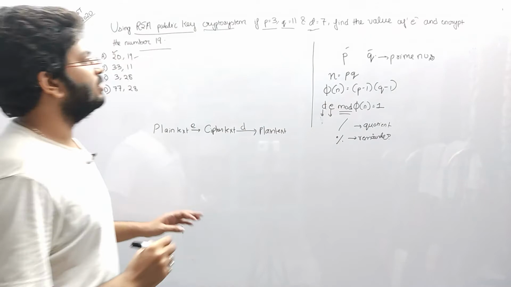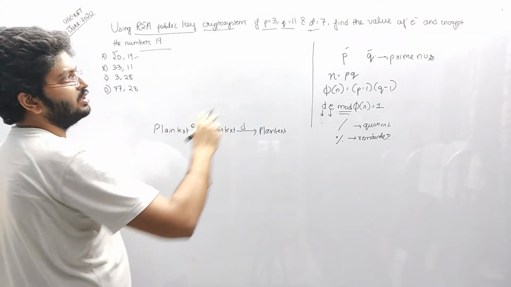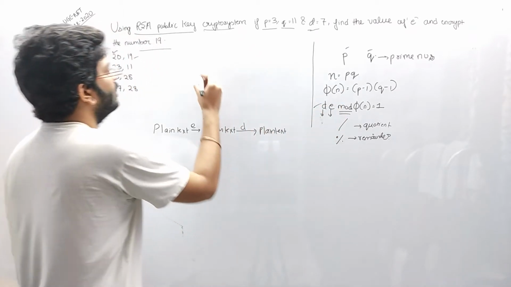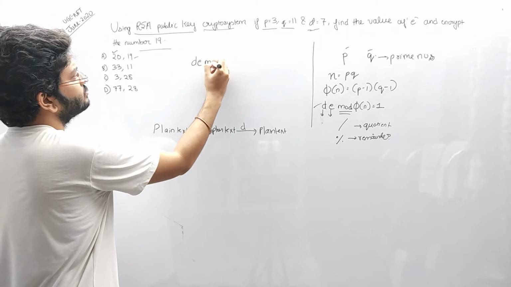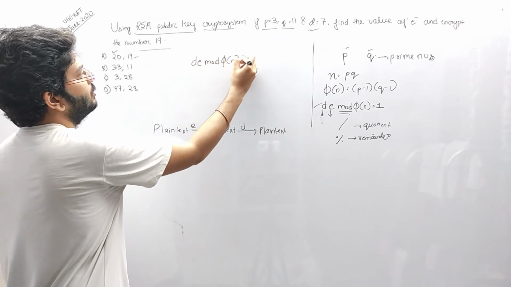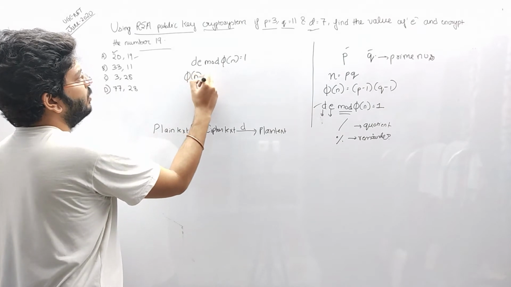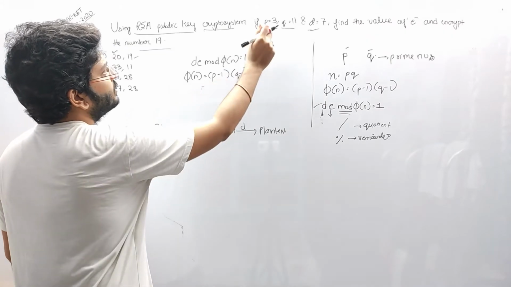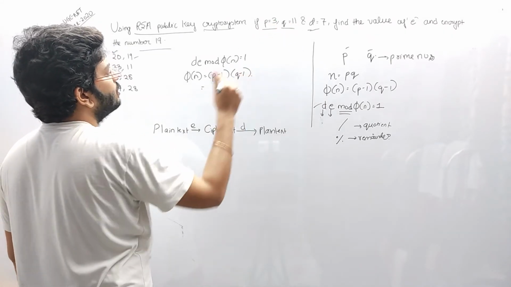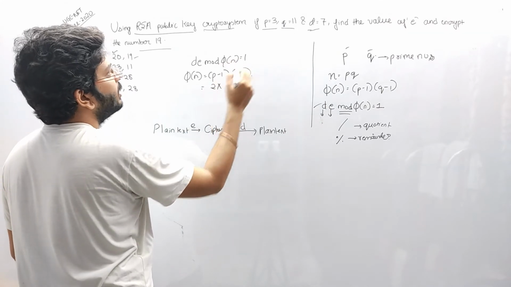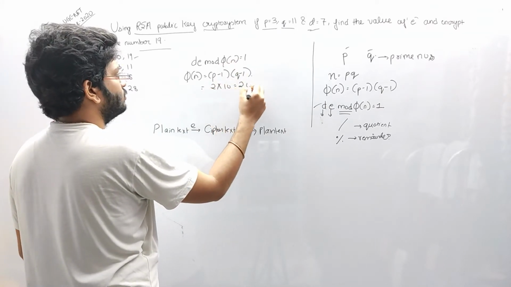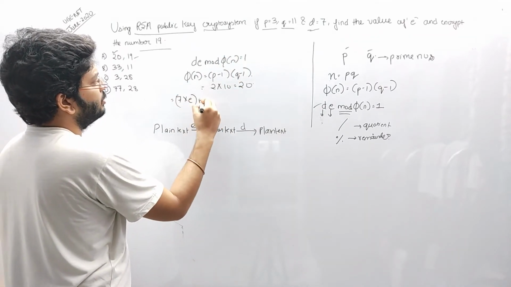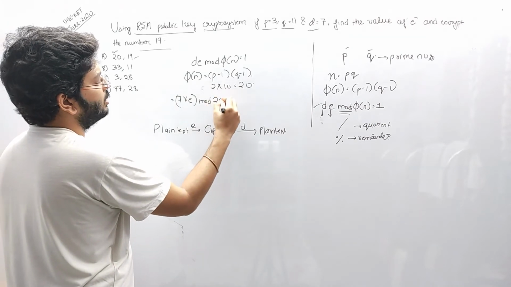Okay, so now let us solve this question. It has asked us to find E. We have been given the value of D, so we use this formula: D into E mod phi of n equal to 1. Now we know phi of n equals P minus 1 into Q minus 1. P we have 3 and Q we have 11. So 3 minus 1 is 2 and 11 minus 1 is 10, so it is 20. Now D we have 7. So 7 into E mod phi of n, which is 20, equal to 1.